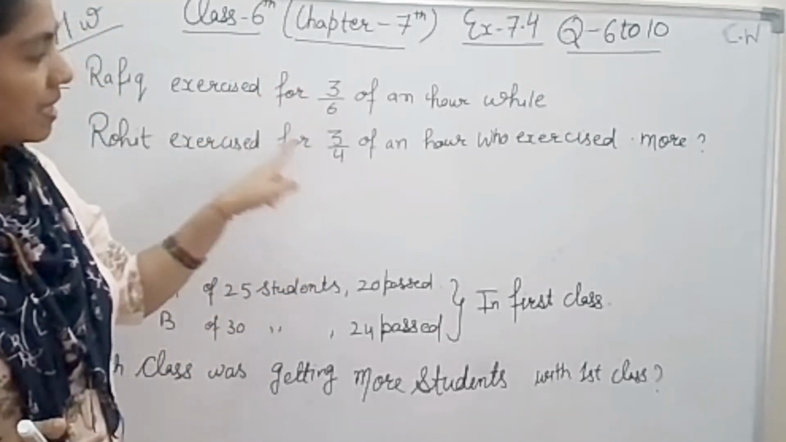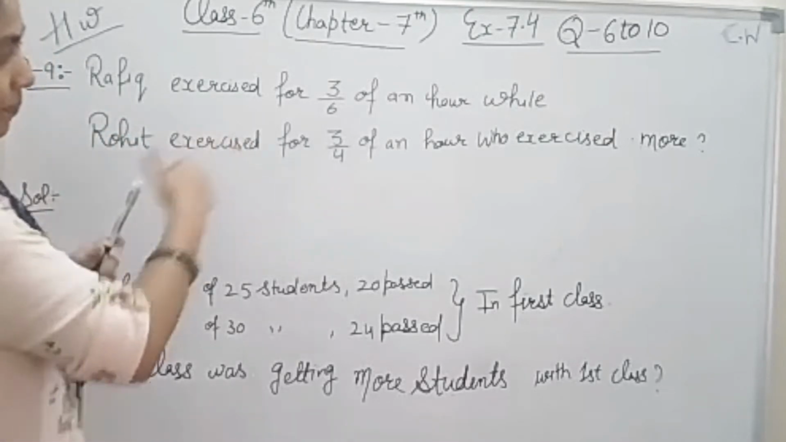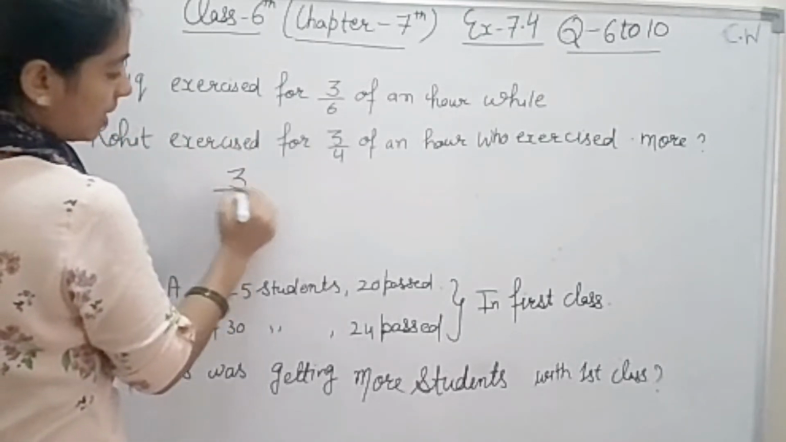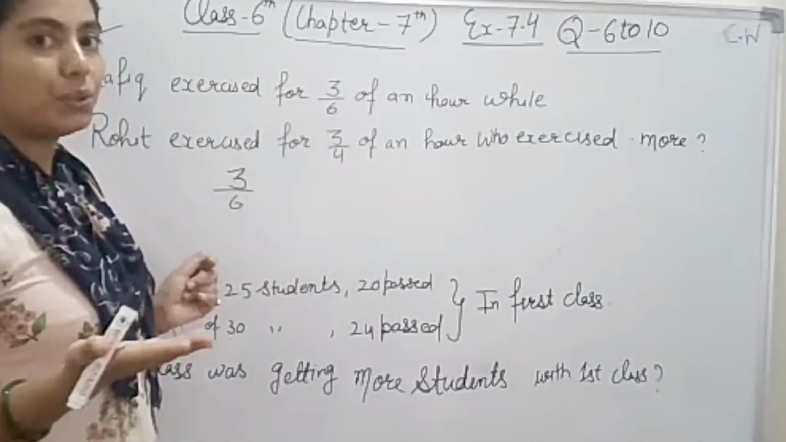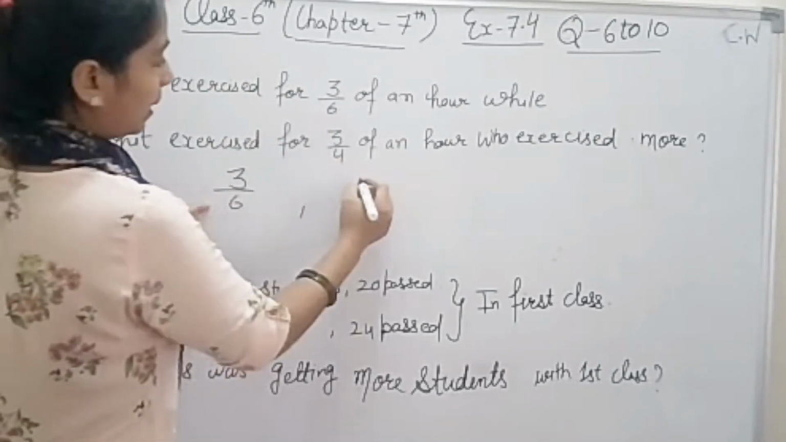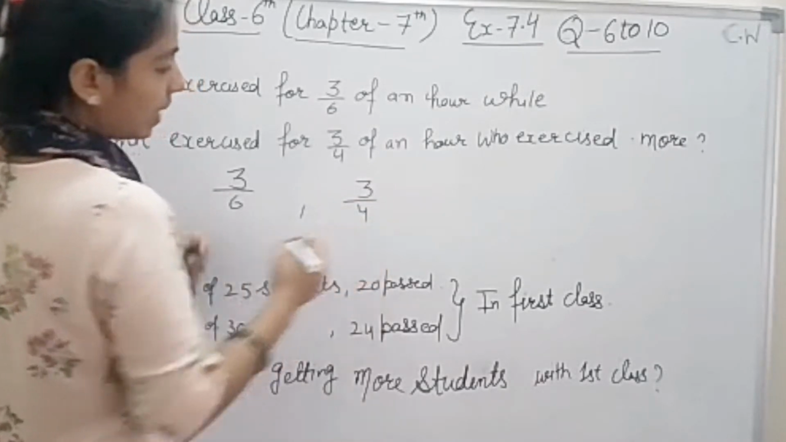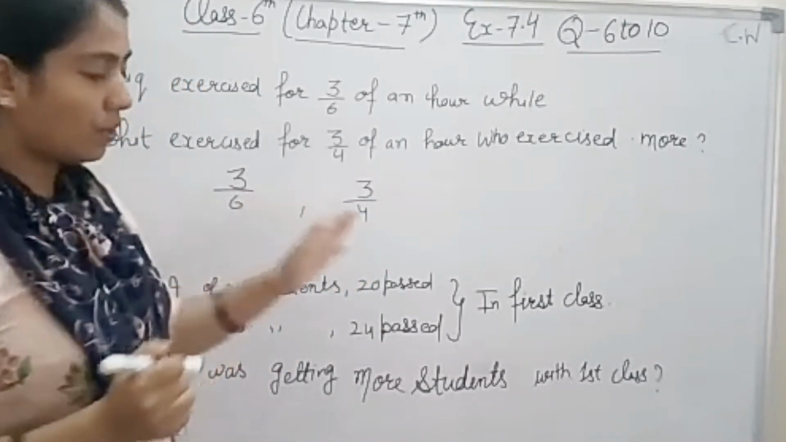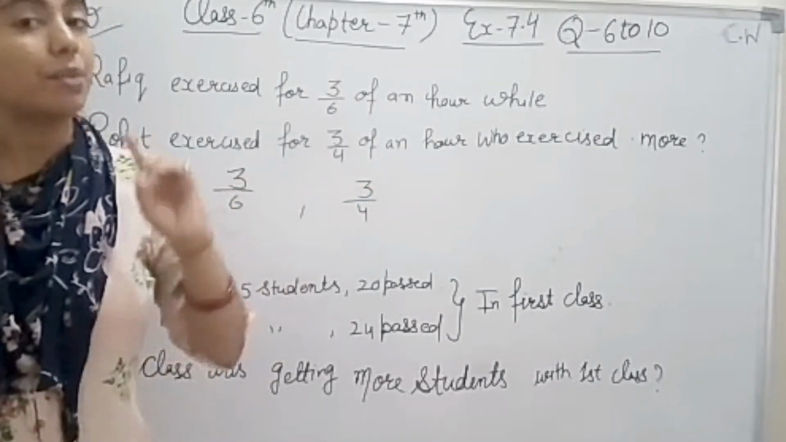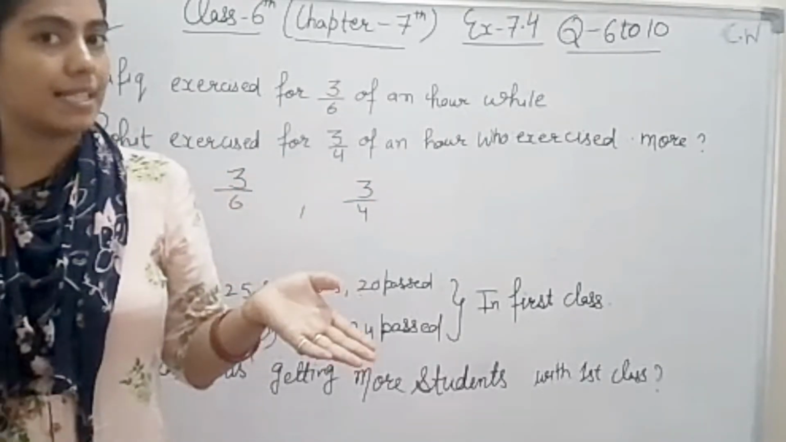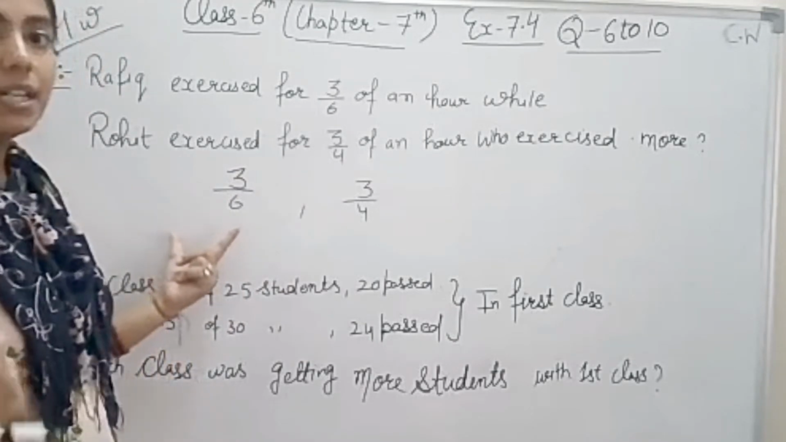But both the fractions, see what is common in that? Rafiq having 3 by 6, you will make a statement, then you will write. Okay, but I am going to discuss. And this Rohit having 3 by 4. And here, see, denominators are not same, but as you can see, numerators are same. So no need to take the LCM, you can directly apply the rule.